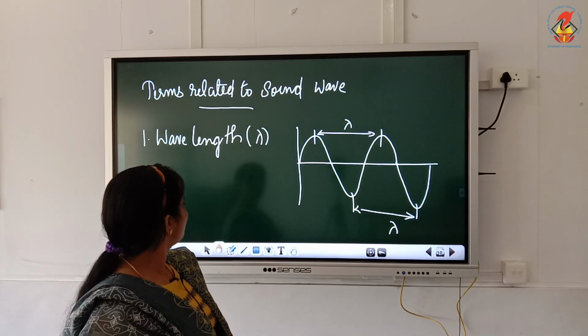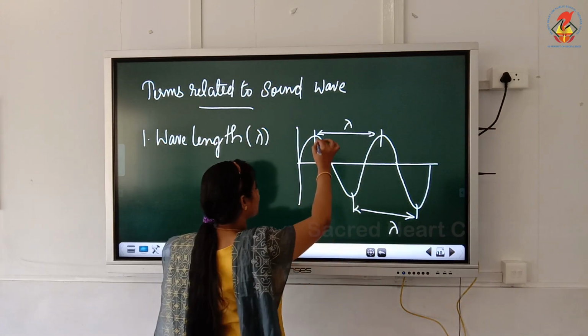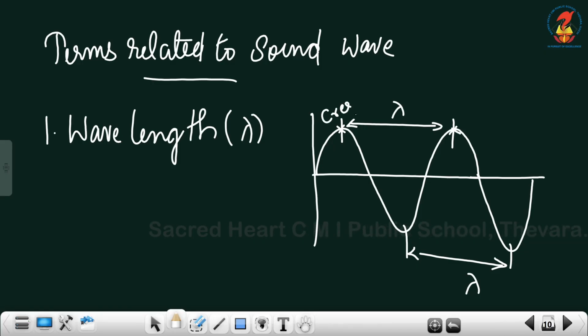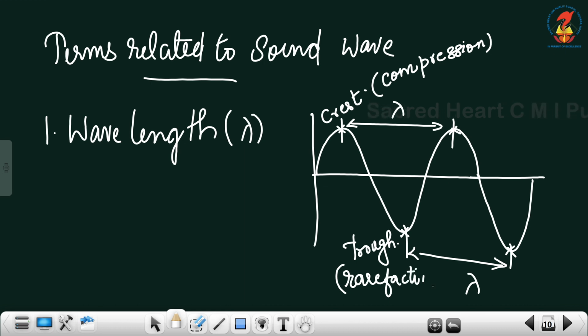That is, when we learned about transverse and longitudinal waves, we learned about the waveform, and the peak point of the wave is called crest, and the valley point of the wave is called trough, and this peak point crest is similar to the high pressure region compression, and this trough corresponds to the low pressure region called rarefaction. So the sound wave has two parts: peak points called crest, which corresponds to the high pressure region called compression, and the valley points called trough, which corresponds to the low pressure region called rarefaction.